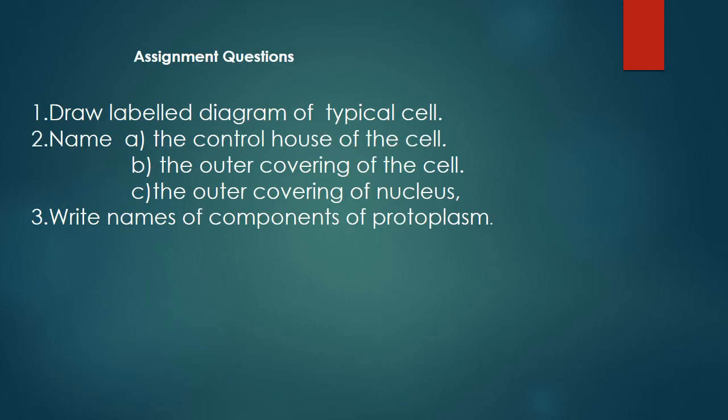Students, now this is revision time. You have to do these questions in your rough notebook. Question number 1 is draw label diagram of a typical cell. Question number 2, name part A, the control house of the cell. B, the outer covering of the cell. C, the outer covering of nucleus. Question number 3 is write names of components of protoplasm.